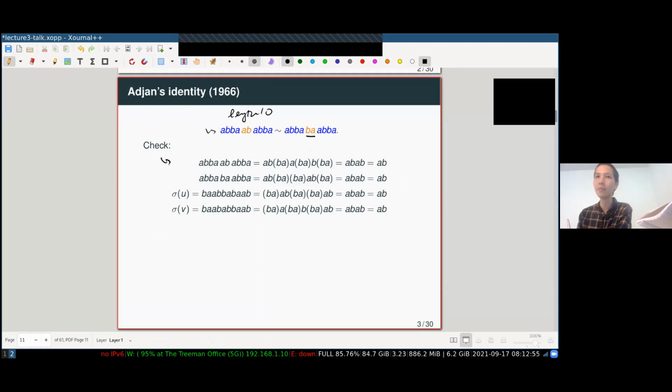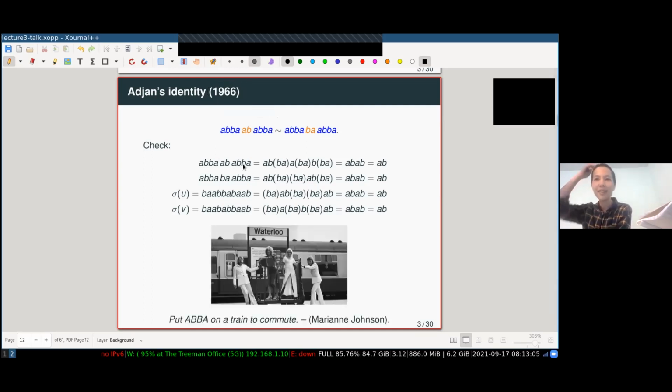This is the shortest identity known. It's in a paper; I think originally the paper came out before 66, and the 66 version is just the translation from Russian to English. My co-author Marianne explained to me that this is the ABBA identity. It's called "put ABBA on the train to commute." You put ABBA on the train, and then the middle part will commute. A very nice way to remember it.